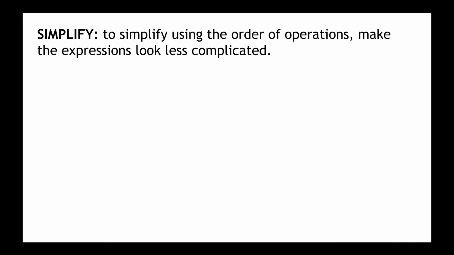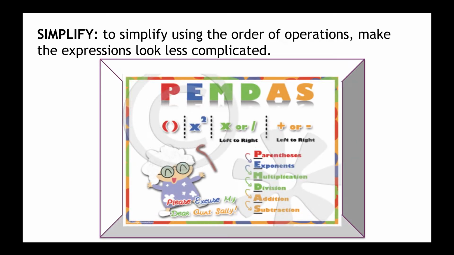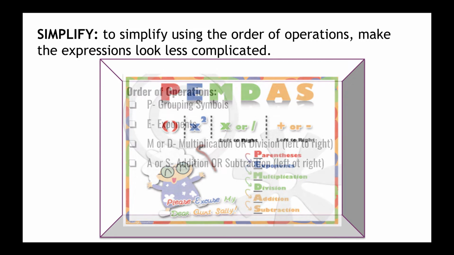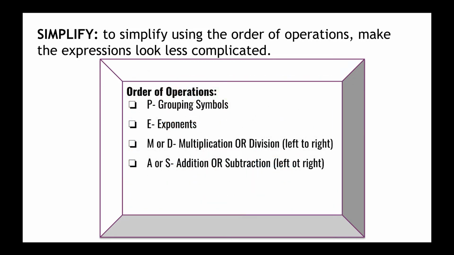Order of operations, let's do a quick refresh of that. So we have, please excuse my dear Aunt Sally, is the mnemonic device that maybe you've heard, where P stands for parentheses, E stands for exponents, MD stands for multiply or divide, AS stands for add or subtract. So that's the order that we have to go about simplifying expressions, because if we don't, we're going to all get different answers.